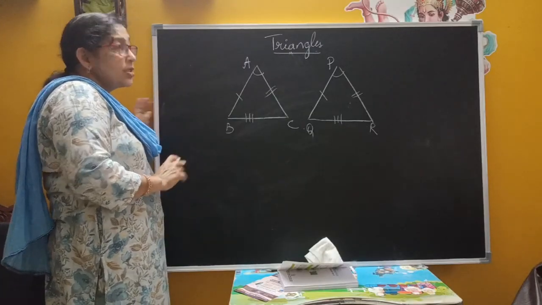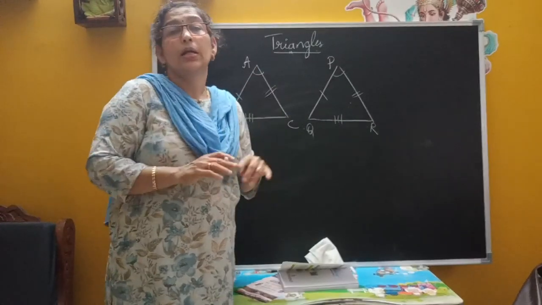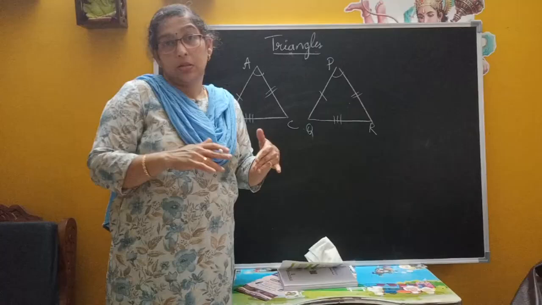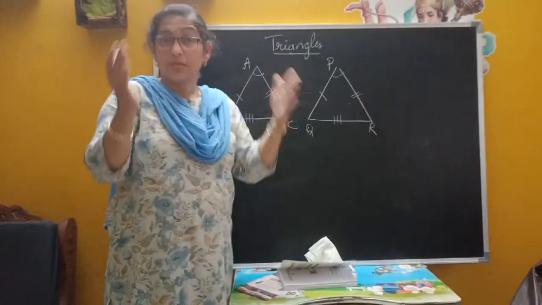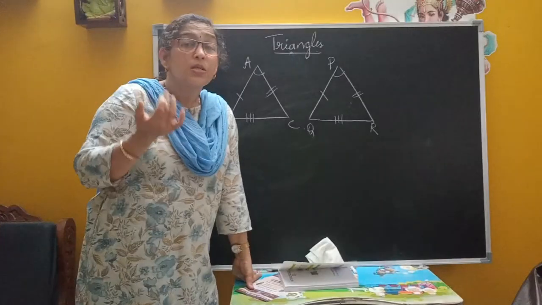Okay, so suppose we can have a small equilateral triangle and one more big equilateral triangle. Next, some more big. Okay, and one more of very big size equilateral triangle. But all equilateral triangles are of same shape, isn't it?